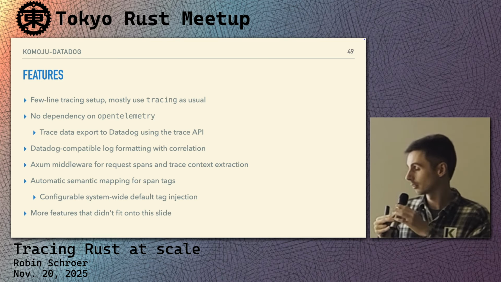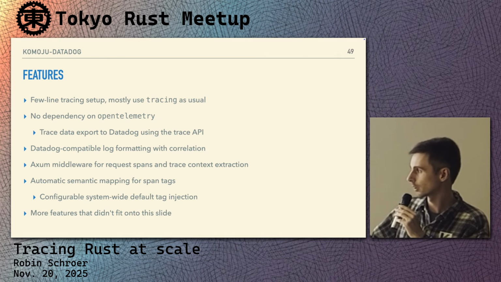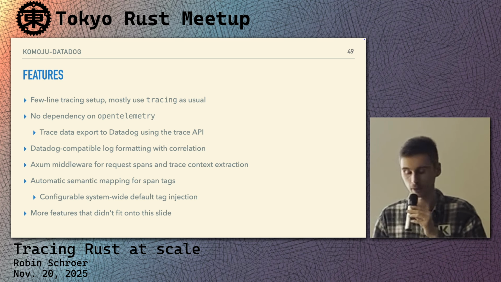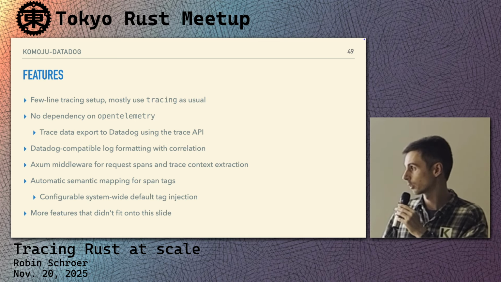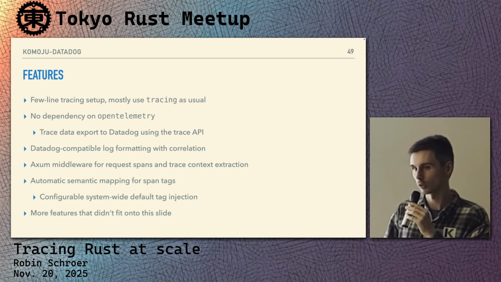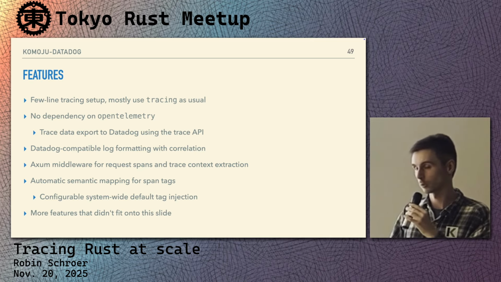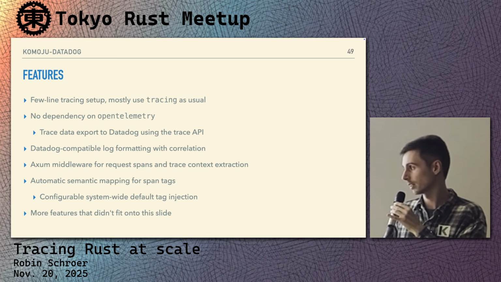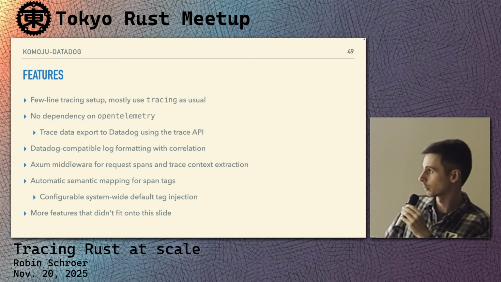You get the trace data export directly into Datadog using the trace API that we saw. You get the logging in the right format. It does have the correlation to the trace data automatically. Because we use Axum, and this is an opinionated library, it has a middleware for Axum, so it automatically creates the request spans. It extracts the trace context from the headers. It does a lot of the semantic mapping automatically, so it tries to be smart about which tags you need to attach so that it shows up correctly. And it has like 10 more features that I couldn't fit onto the slide because every time you type, the font gets smaller.